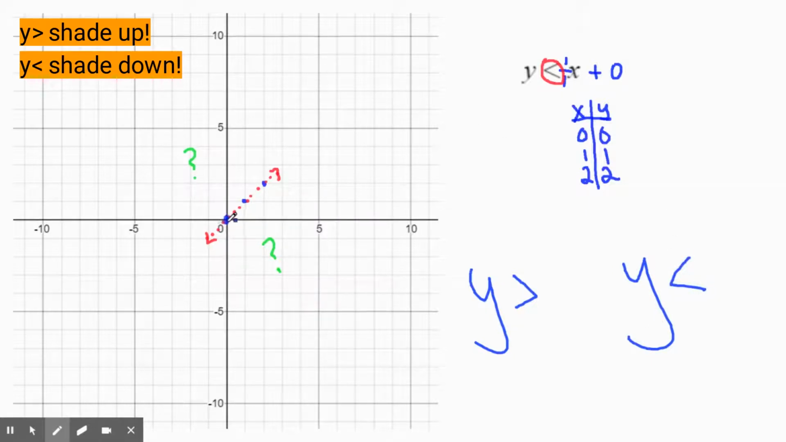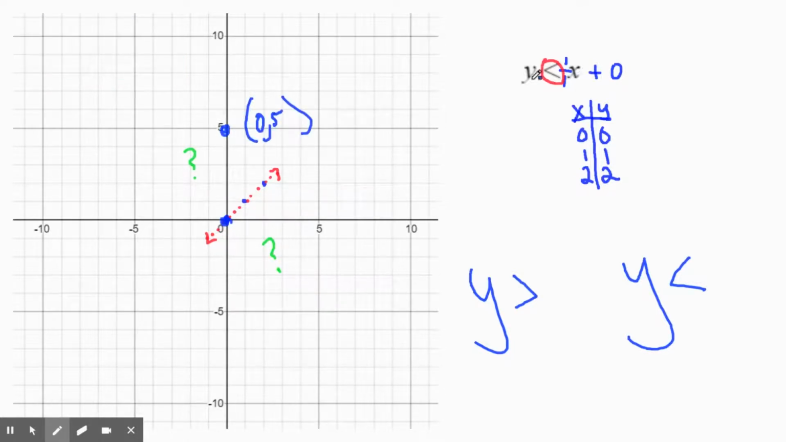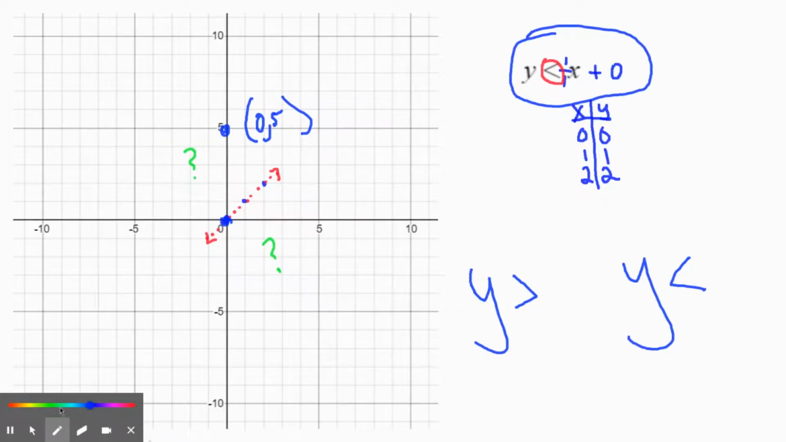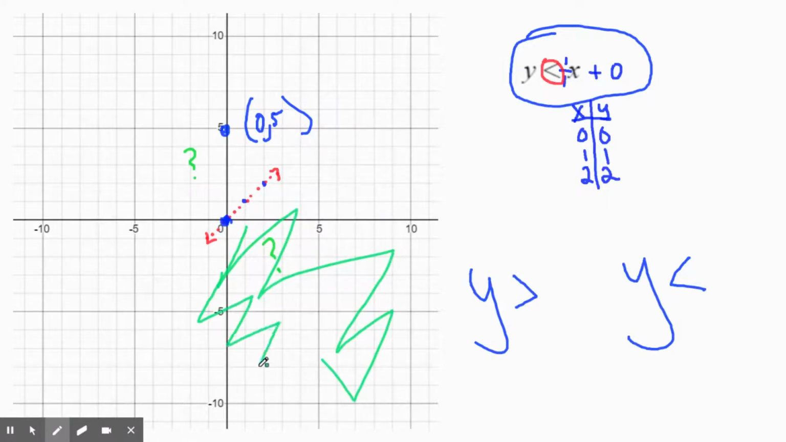I usually have you check a point like 0, 0, but unfortunately we can't check 0, 0 because it's on the line. You can only check a point that's not on the line. We could check a point like 0, 5. Is 5 less than 0? No, so it doesn't work in this inequality. So I'm not going to shade above. I'm actually going to shade below. So the solution is down here. This is my really, really bad shading.